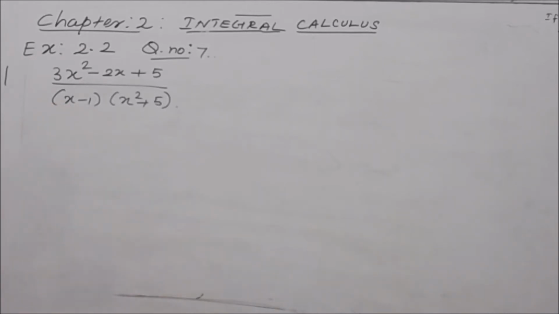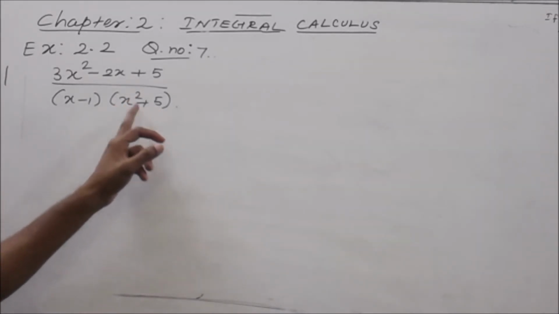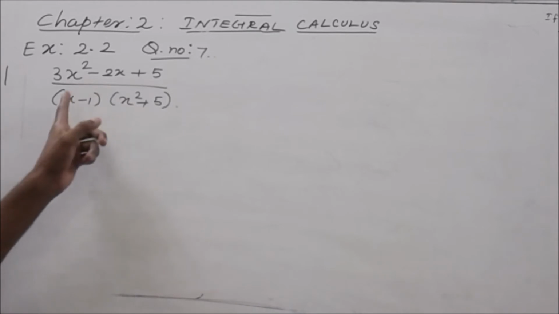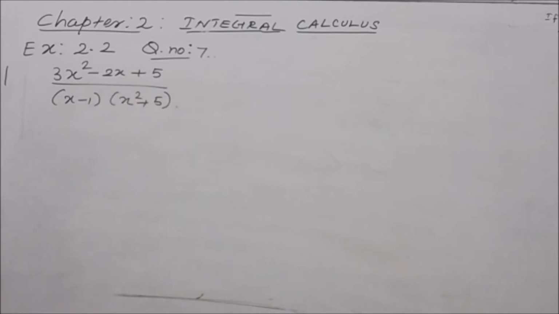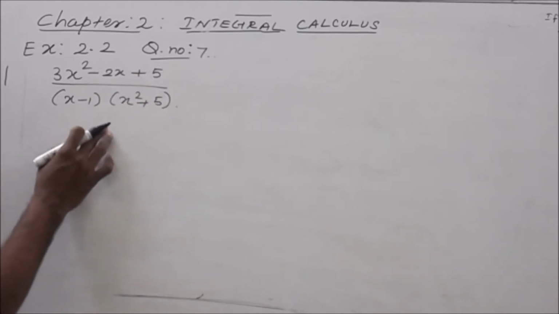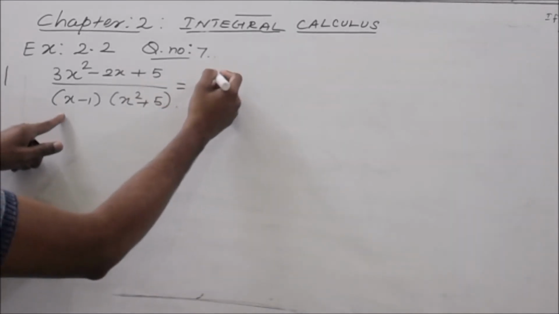In the previous problem we had all different factors. Here the power is 2, and we cannot split this factor any further. So this is a single factor, and this is also a single factor, but it has power 2. We have already learned splitting these types of problems in 11th. A by (x − 1).